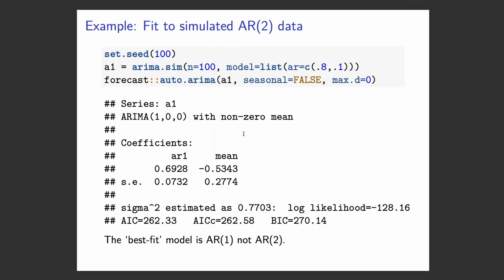I added on some extra stuff here. Ignore the seasonal part there. This max D here, I wanted it to work a little better for this example, and I knew that I didn't want auto ARIMA to consider differencing my data, because I knew the structure of the data that I created.